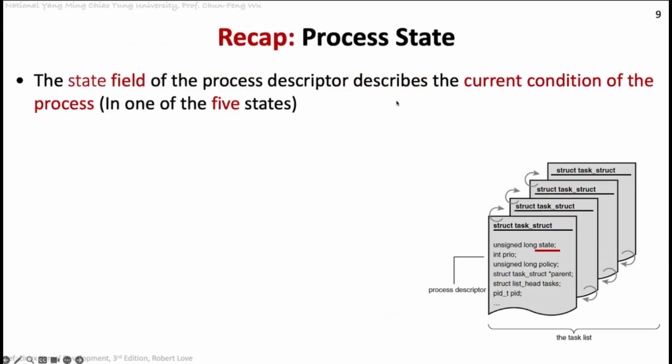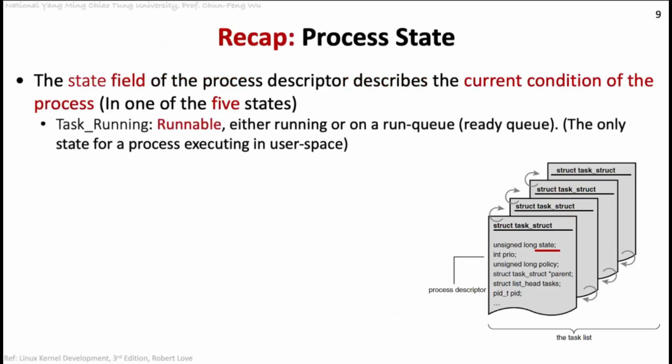Okay, we also talk about the state field. State means what is the state of the current process? There are five states. First of all is TASK_RUNNING. Running means it is runnable, which means the process is now running, or the process is in the run queue, which people usually call the ready queue. So there are two possibilities when the process is in the TASK_RUNNING state: it is running now, or it is in the ready queue.